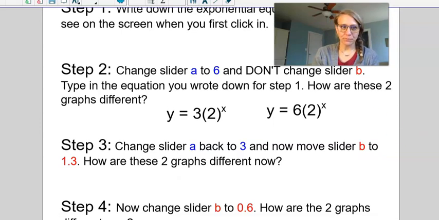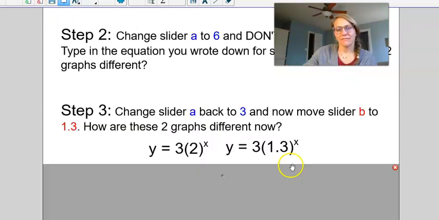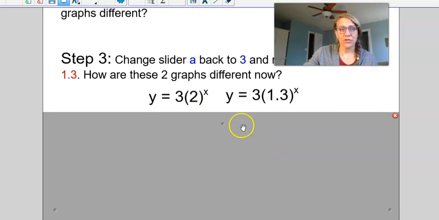Okay, next thing, change slider A back to 3 and now move slider B to 1.3. And I want you to look at how those two graphs are different. The two graphs that you should have just compared were these two equations right here, this one with the slider and this one already typed in. And you should have noticed that this second graph using the slider is less steep. It's kind of slanted out a little bit more because it's only multiplying by 1.3 every time. This one is going to be steeper, shoot up a little bit quicker because it's multiplying by 2 every time. So that's the pattern you should have noticed there.